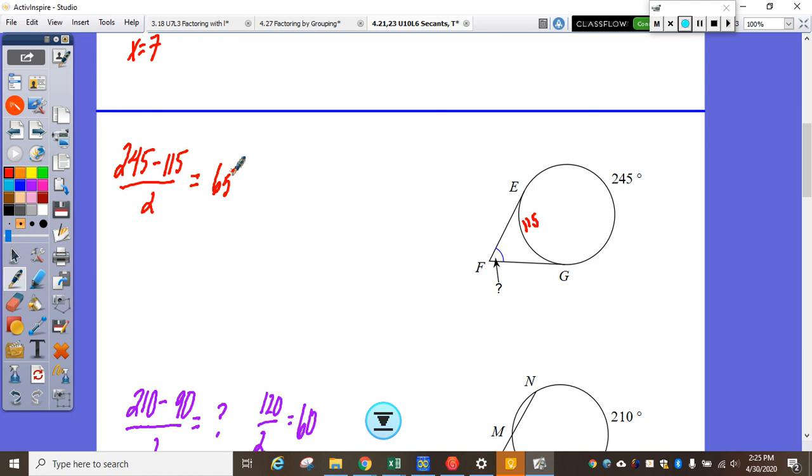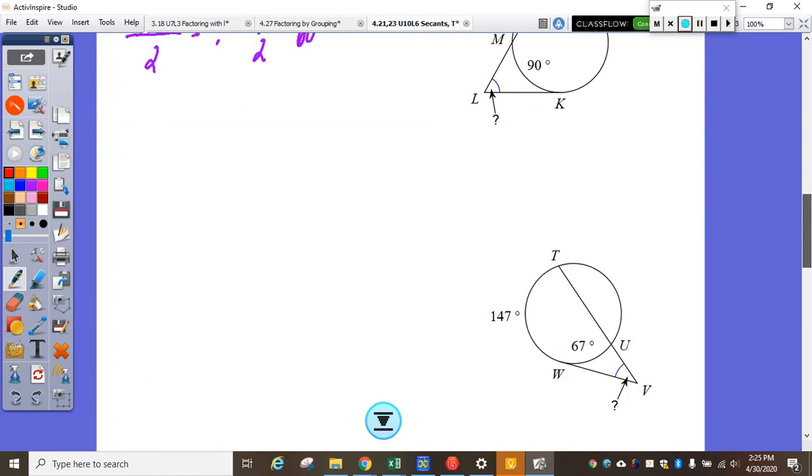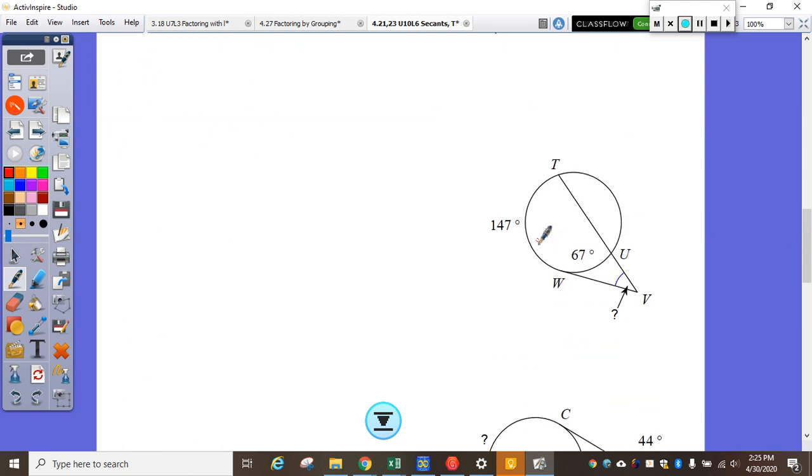All right. So again, every other problem is going to be set up the same way, where you have the larger arc minus the smaller arc divided by 2 equals the angle. So let's look at this example. Again, I'm looking for my outside angle. I have a larger arc, which is 147, minus the smaller arc, which is 67, divided by 2 is going to equal that angle.